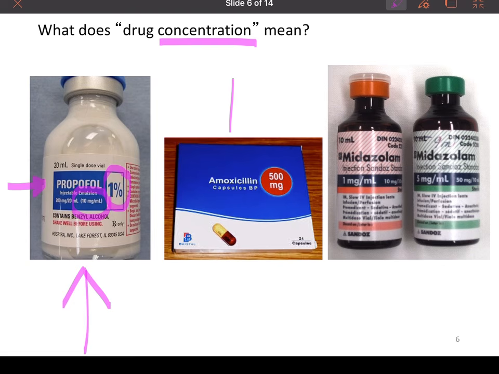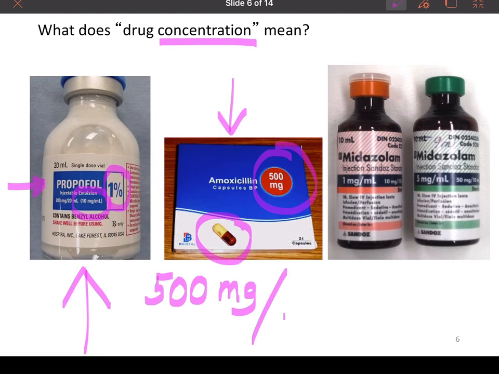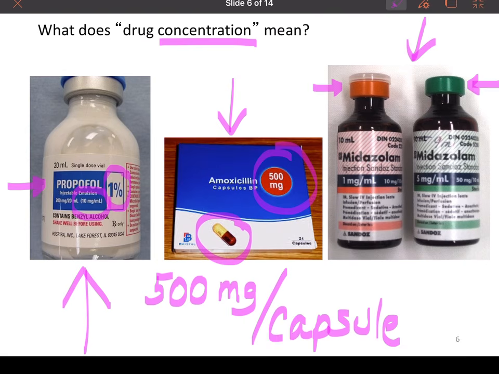In the middle here, this is amoxicillin capsules. They show you a picture of the capsule in the front, and over here in this red circle is the concentration, 500 mg. So what this is telling you is that in each capsule there are 500 mg, so it's a 500 mg capsule. Over on the right here, these are 2 different concentrations of the same drug. Midazolam, it's a benzodiazepine. These are injectable anesthetic drugs. You can see that they have different color caps. There's orange and there's green, and these signify that these are 2 different formulations of the same drug.